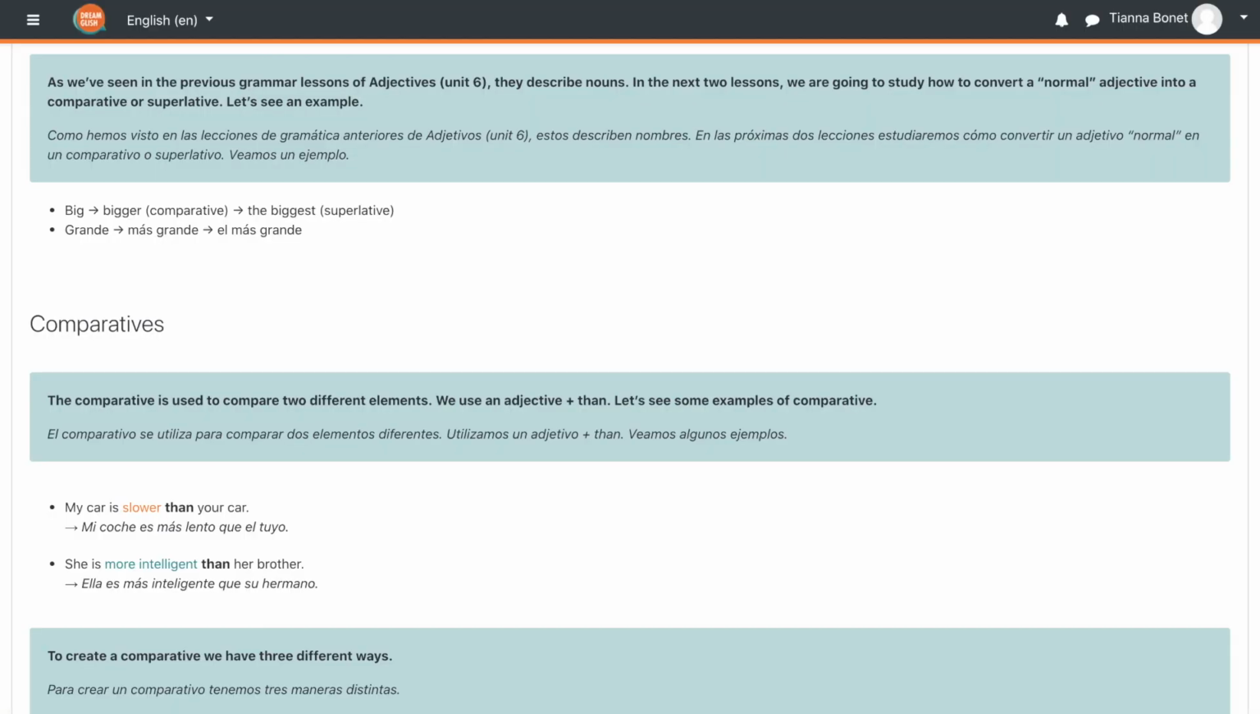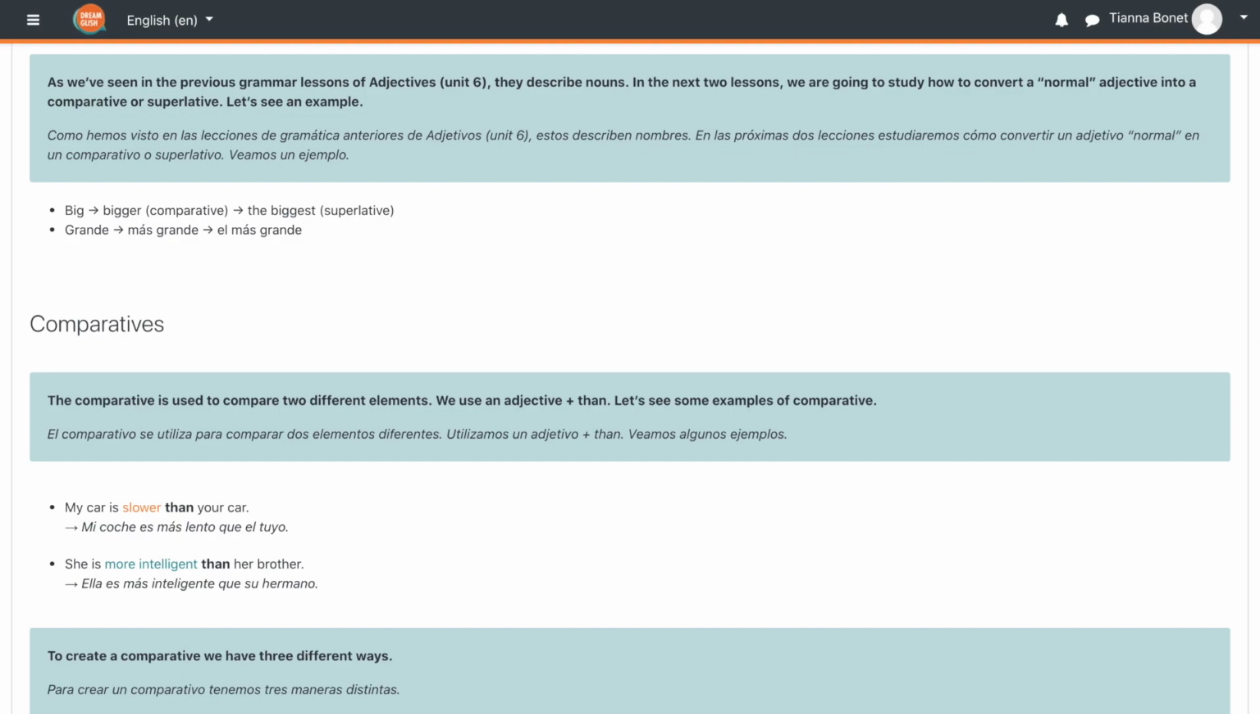Welcome to Unit 7. In this first lesson, we are talking about the comparative. As we've seen in the previous grammar lessons of adjectives in Unit 6, they describe nouns. In the next two lessons, we are going to study how to convert a normal adjective into a comparative or superlative. Let's see an example. Big, bigger, which is the comparative, the biggest, superlative.